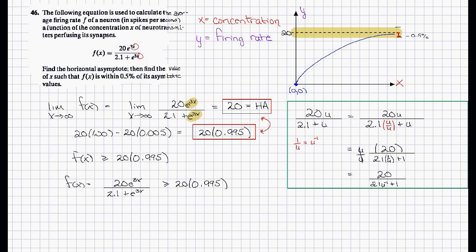That's it. But now remember the fact that we had that u is e to the 3x. If you need to use some kind of substitution like this to make more sense of things, that's fine. So now we have 20 on the top here, 2.1 u to the minus 1 plus 1 is greater than or equal to 20 times 0.995.